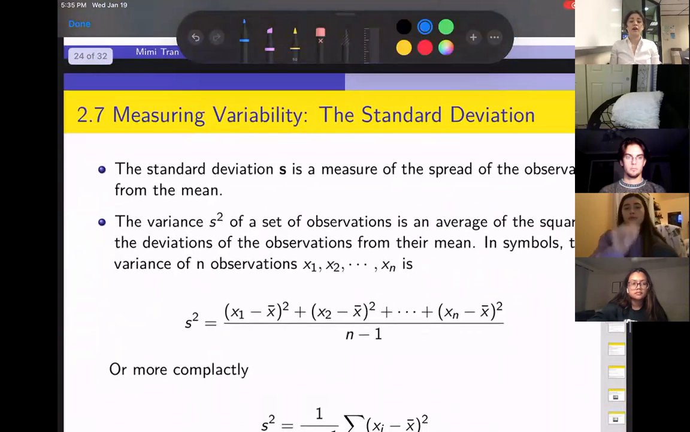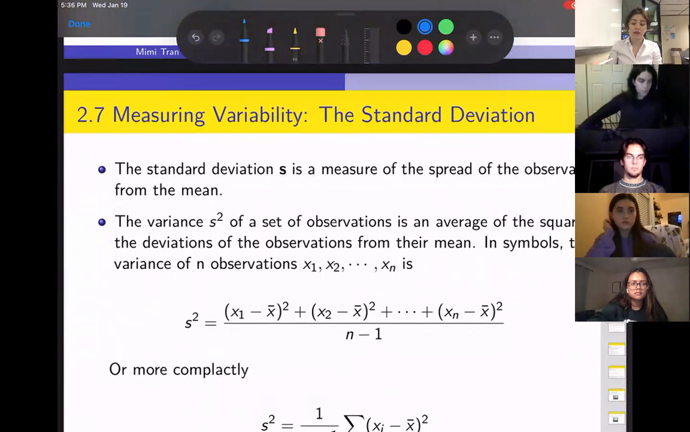All right. So mean and median. Mean and median are measures of center, whereas standard deviation and quartile are measures of variability.